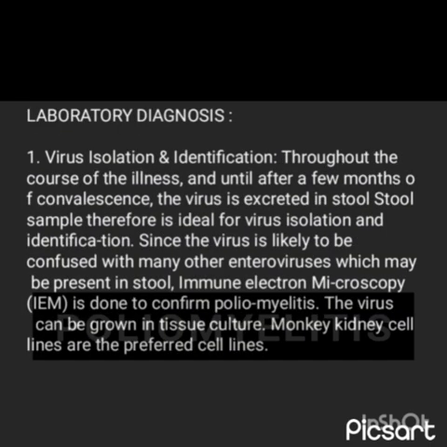Next, laboratory diagnosis. First, virus isolation and identification. Throughout the course of the illness and until after a few months of convalescence, the virus is excreted in stool. Stool sample, therefore, is ideal for virus isolation and identification, since the virus is likely to be confused with many other enteroviruses which may be present in stool. Immune electron microscopy is done to confirm poliomyelitis. The virus can be grown in tissue culture, monkey kidney cell lines or the HEp-2 cell lines.